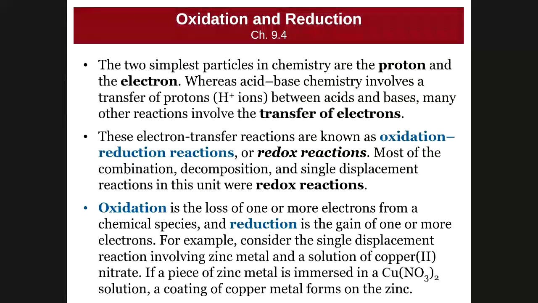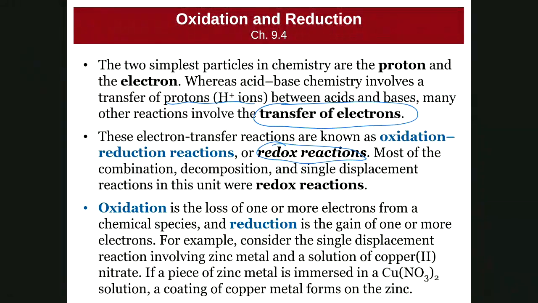All right, so for chapter 9.4, the two simplest particles in chemistry are the proton and the electron. We learned these way back in chapter 2. Acid and base chemistry involves the transfer of protons, which we have learned are the same as hydrogen ions, between acids and bases. But many other reactions involve the transfer of electrons instead. These electron transfer reactions are known as oxidation reduction reactions, or redox reactions as I call them and many people call them.